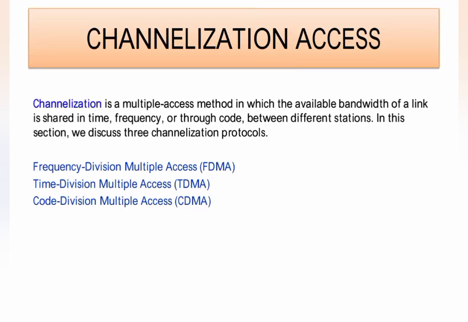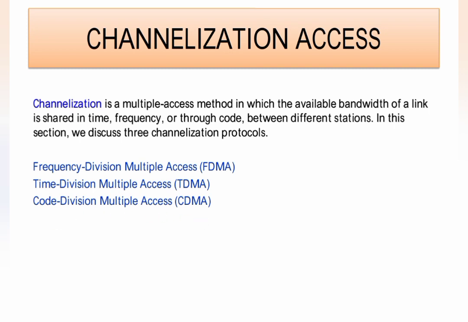In this video we will learn about channelization access in the multiple access protocols. Channelization is a multiple access method in which the available bandwidth of a link is shared in time, frequency or through code between the different stations. In this section we will discuss three types of channelization protocols: frequency division multiple access, time division multiple access and code division multiple access.